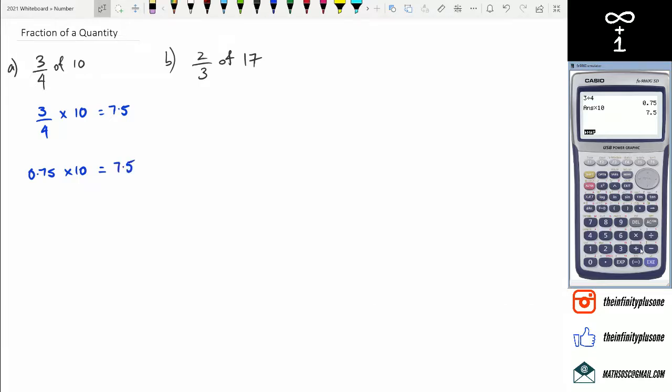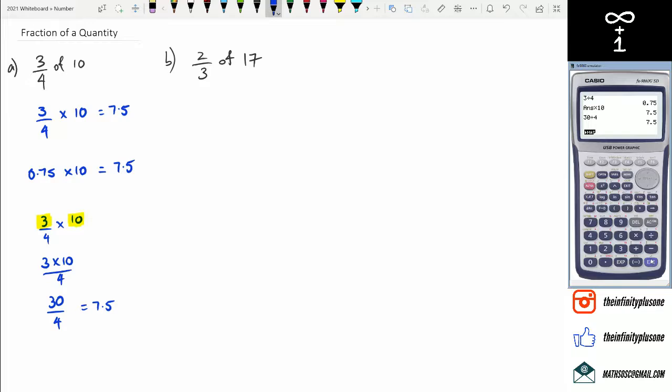Now there's another way you could do it, which is when you have a fraction multiplied with another number, you could actually multiply the numerator by the number and then divide by the denominator. So in this case, we are going to get 3 times 10 over 4, which is the same thing as saying 30 divided by 4. If we have a look at the calculator, 30 divided by 4 ends up again being 7.5. So it doesn't matter which method you pick, it all works out to be the same answer anyway.